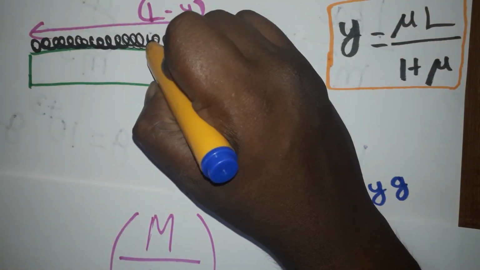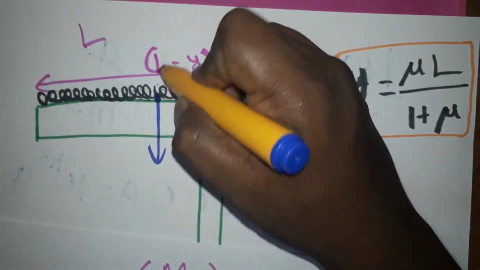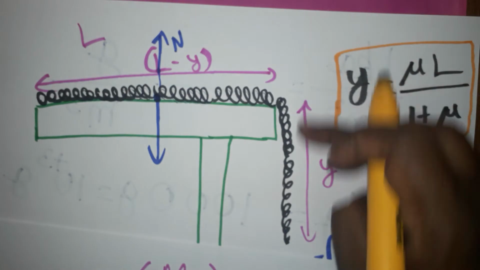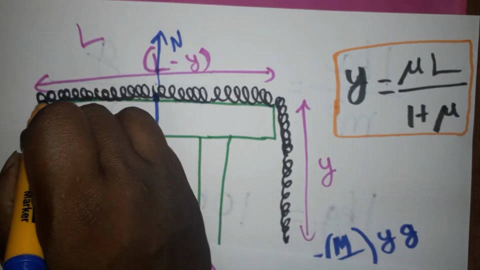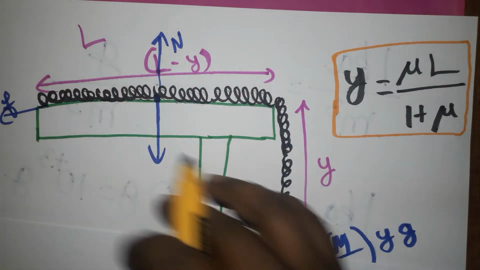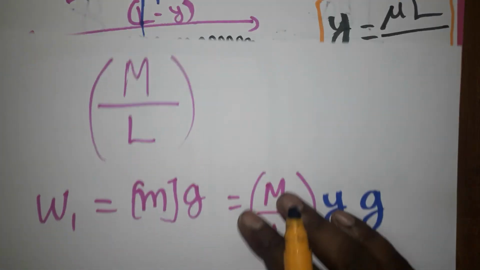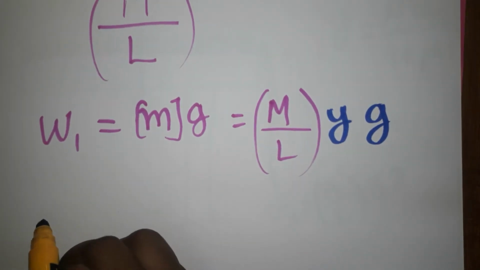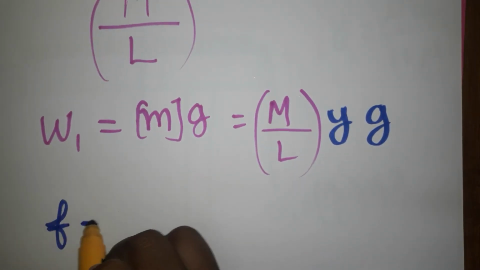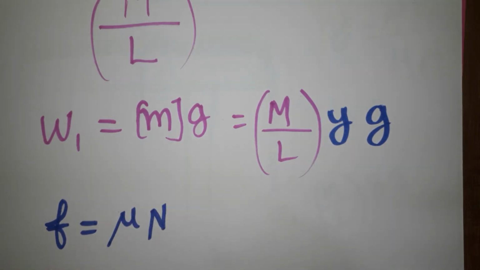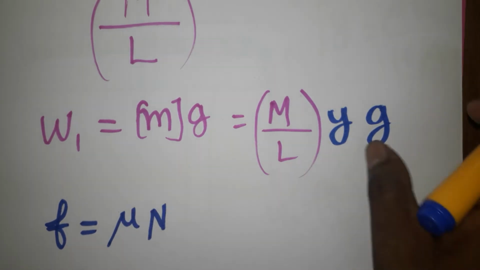Now here the weight is acting downwards, and the normal reactional force is upwards. When the chain is sliding, the friction force will be created on this side. The chain will act as if it is shifting this weight to that side. So friction force is equal to mu times N, the normal reactional force. What is mu? Mu is the coefficient of friction.